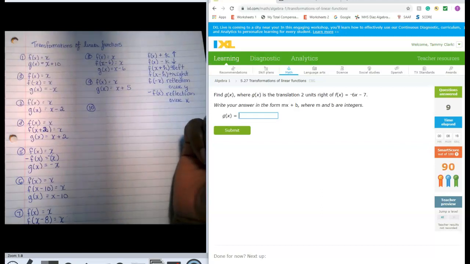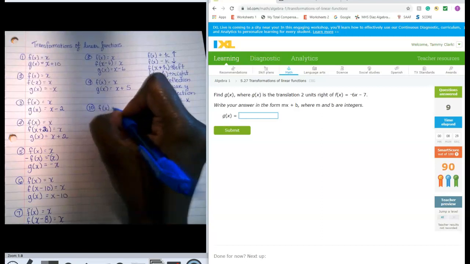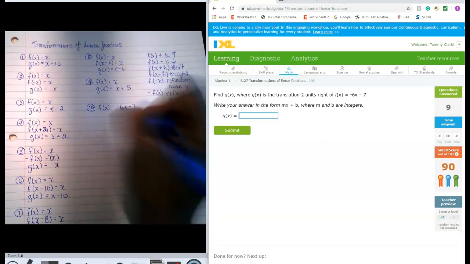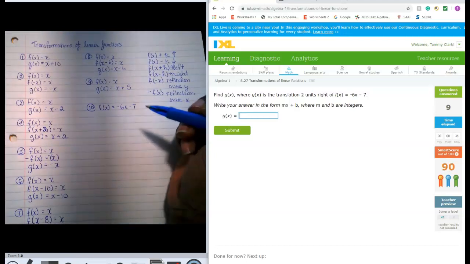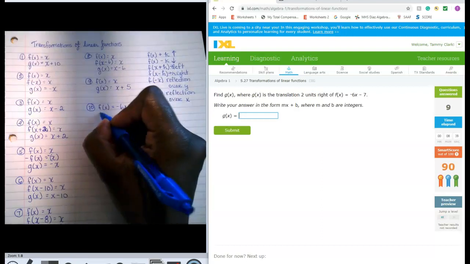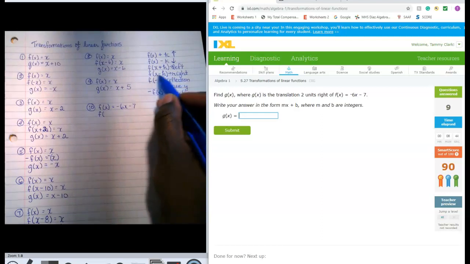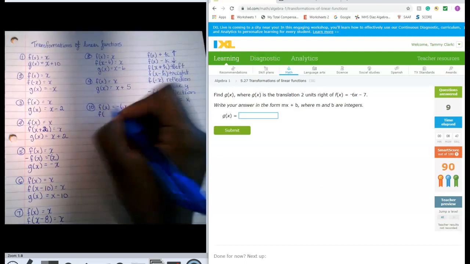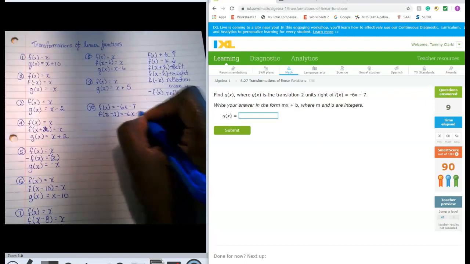Find g of x, where g of x is a translation 2 units right of f of x equals -6x minus 7. So I've got f of x is equal to -6x minus 7. And I'm told that my function is going to move to the right. So here, if I'm moving to the right, I'm going to write the opposite of that. So x minus 2 equals -6x minus 7.